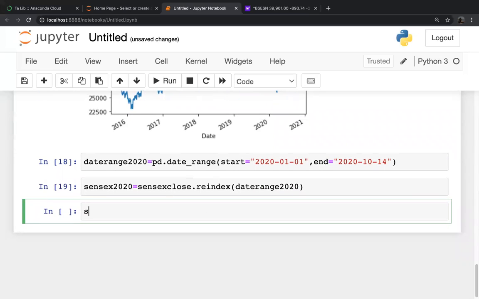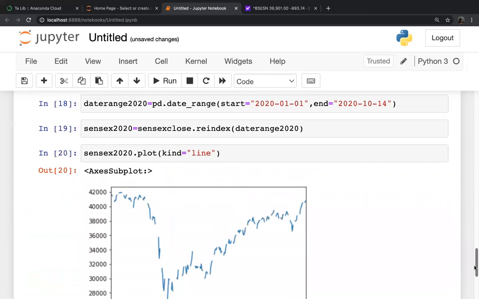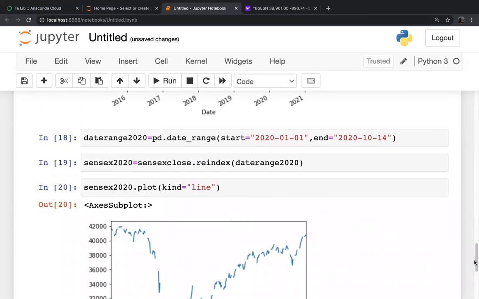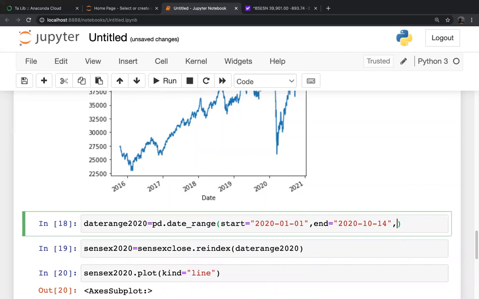Now I am trying to understand the 1-year trend. Sensex 2020 dot plot kind is equal to line. Oh, we have got the breaks also, right? So weekdays we have to do. We have to remove the holidays. That's the problem. Frequency is equal to single B.